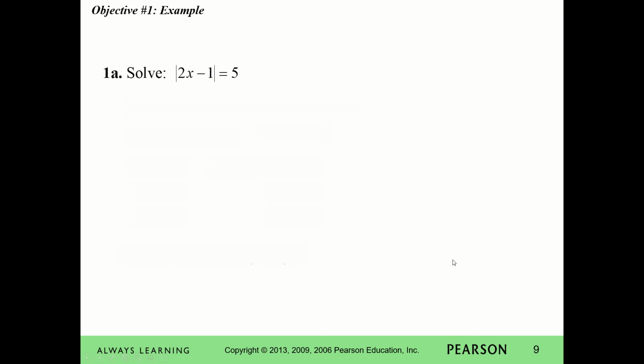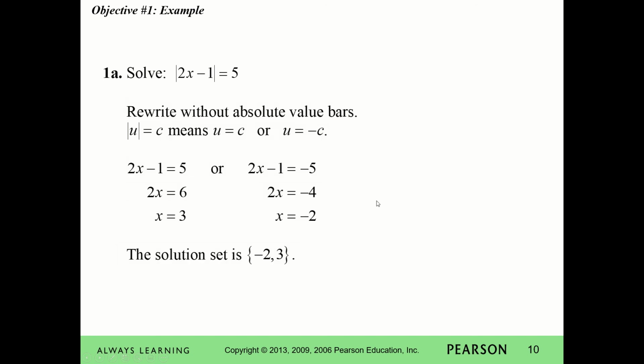Let's try this one. We have the absolute value of 2x minus 1 equals 5. In this case, we only have one absolute value. In order to solve it, we're going to simplify it all the way down to our absolute value, which is already done for us. Then we're going to get rid of our absolute value.